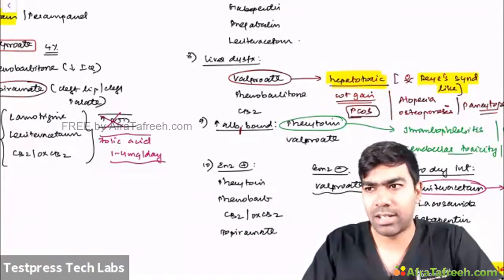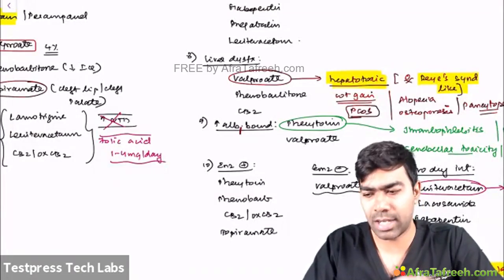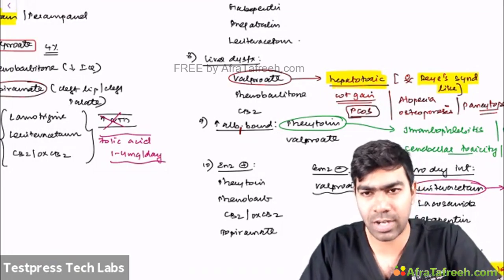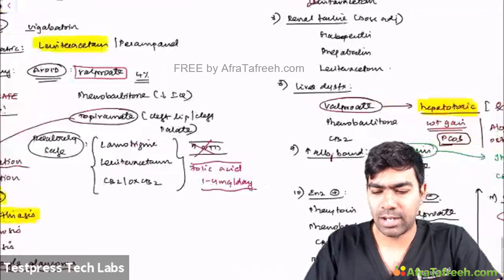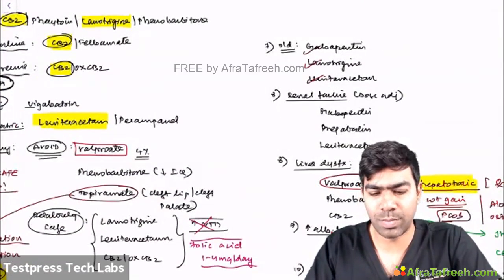Avoid in elderly, phenytoin, valproate, because the risk of osteoporosis is higher in elderly people. So risk is high. Carbamazepine also should be avoided because fall risk is very high in elderly. And what are the drugs to be reduced in? Dose should be adjusted in renal failure. Dose should be adjusted in liver dysfunction.